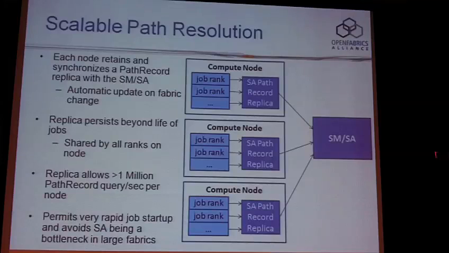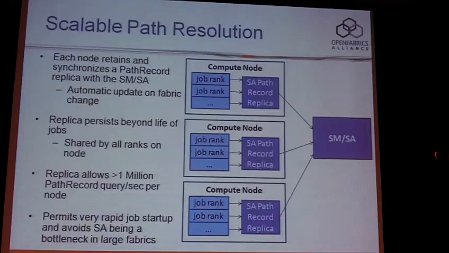So the subnet administrator can send out change notices, notify the replica that a particular node has appeared or disappeared, and as a result, the replica can synchronize just the subset of information it needs. This information can then persist on the node beyond the life of a single job. So when you start up a brand new job, the information is all immediately available on the node and doesn't need to go to the centralized fabric manager to get the data.